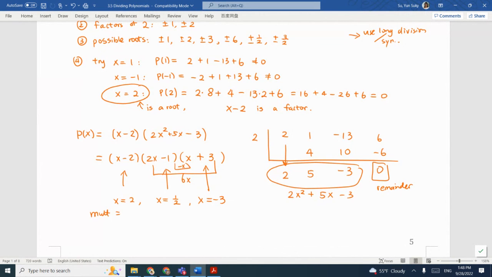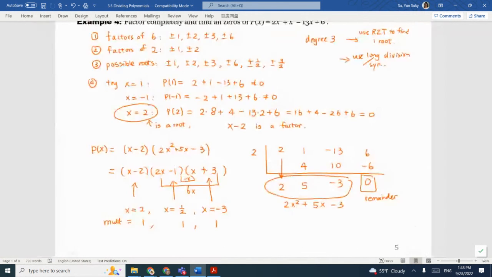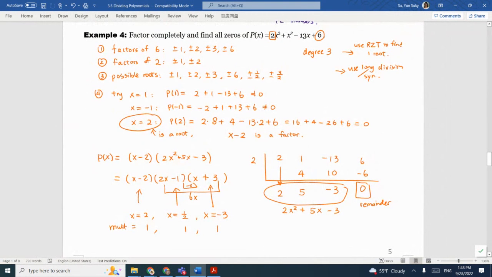Remember, multiplicity is the exponent of the corresponding factor. What's the exponent? 1. Do you see all the multiplicities are 1? Yes? Okay. So this is how you answer the problem. You want to find all the zeros, and you also need to find the multiplicity. If some factors are repeated, then you have to write down what the multiplicity for that is. So far, so good, everybody?